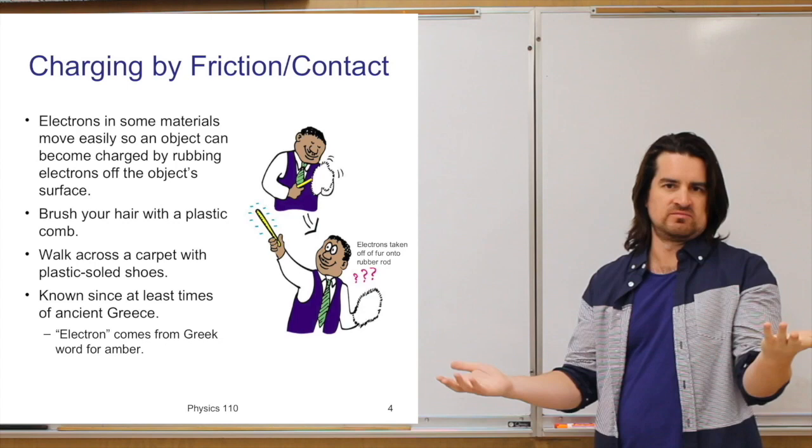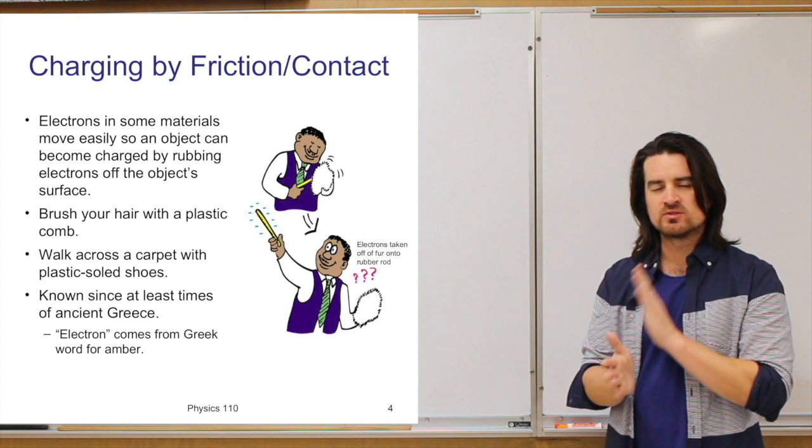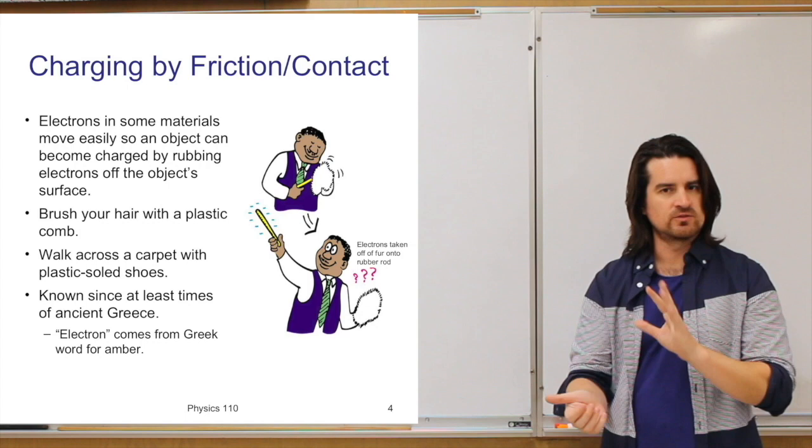This also happens a lot with dryers. When you dry your clothes, the clothes are rubbing up against each other a whole lot. When you have different materials, the different materials are more apt to either pick up extra electrons or give off extra electrons. And so you'll end up with different pieces of clothing that become pretty highly statically charged.